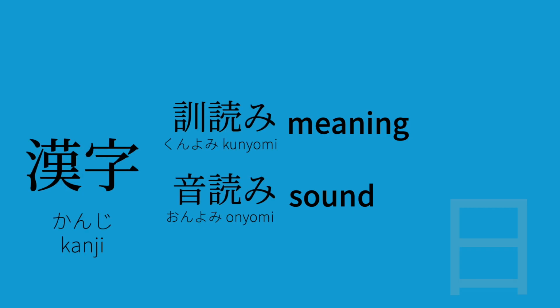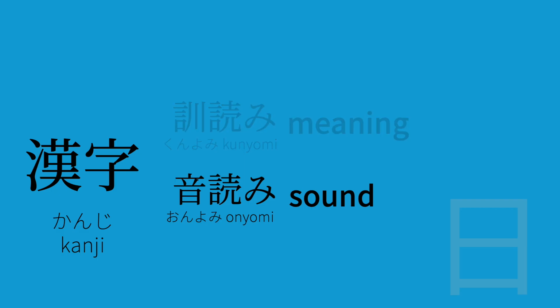For kanji, we cannot use Middle Chinese pronunciations to guess the pronunciation of the kunyomi or meaning reading because its pronunciation is unrelated to Middle Chinese in the first place. This means that our system only works for the onyomi or sound reading of Japanese.